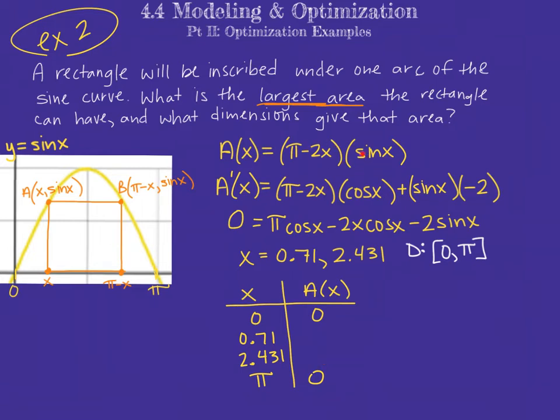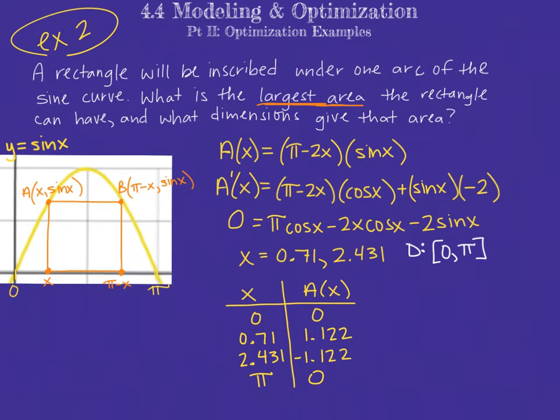And we can see that by plugging in. If we plugged in 0 for x, we'd have the sine of 0, which is 0 here. And then if we plugged in pi, we'd have pi times the sine of pi, which is also 0. So what we can do is plug in these other 2 points and see what our area is. Plugging in our 2 critical points yields areas of 1.122 and negative 1.122. This obviously doesn't make sense.